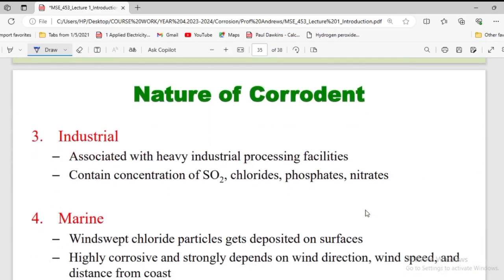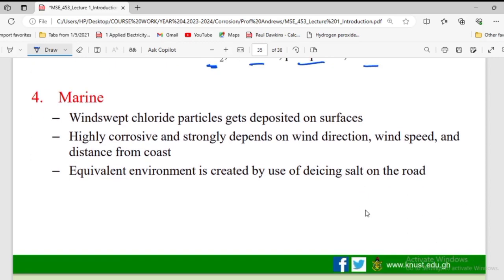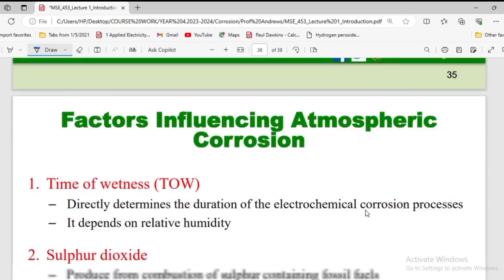Now we have the industrial type, associated with heavy industrial processing. There is a high concentration of sulfur dioxide, chlorides, sulfate, and nitrate, and all of this facilitates corrosion and increases the corrosion rate. We have the marine type, with windswept chloride, which also facilitates corrosion and is deposited on the surface of the material. It is highly corrosive, depends on wind strength and direction, and equivalent environments are created by the icing, that is, the use of salt on the road.